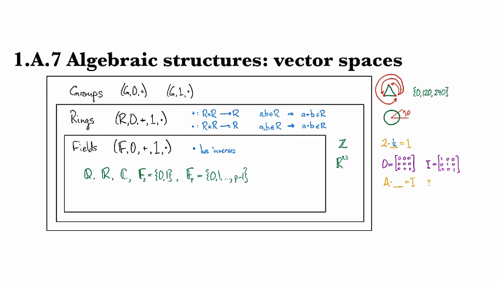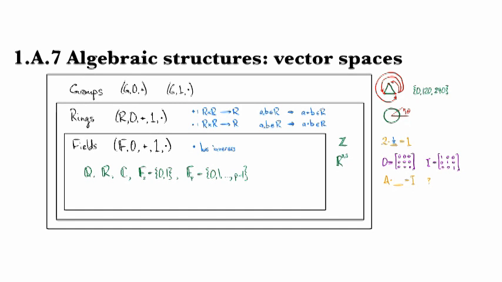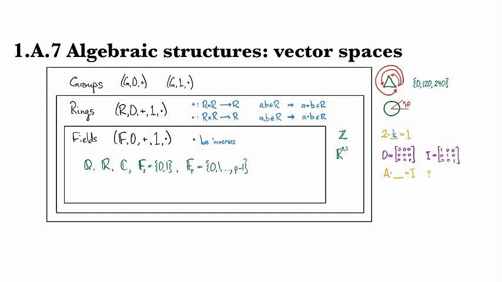So after all this talk of groups and fields and things like that, where do vector spaces come in? Well, let's see. I'm going to scroll down here a little bit. So it turns out that a vector space is actually what we call a field acting on a group.